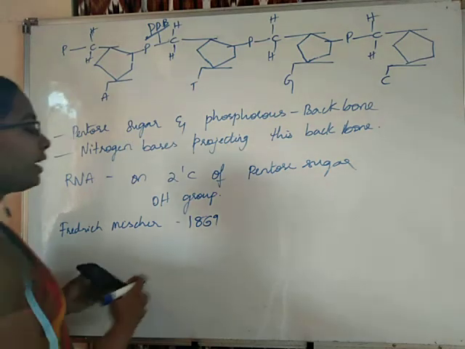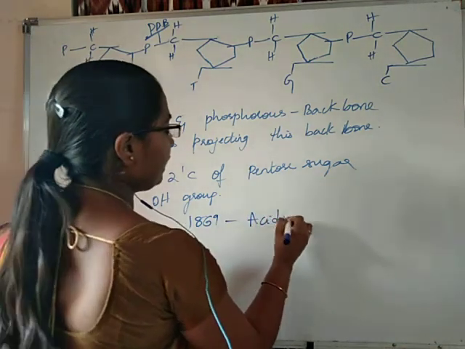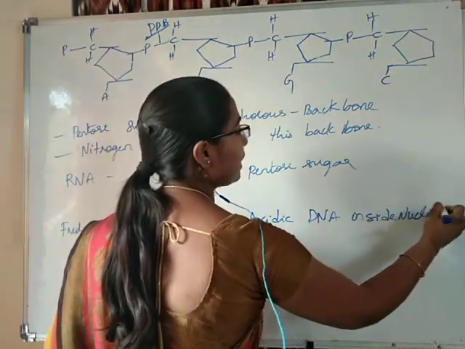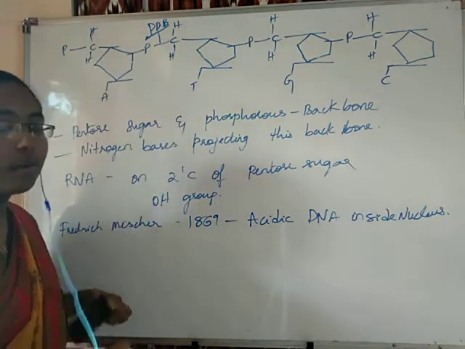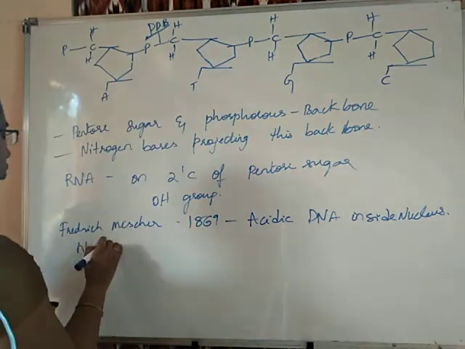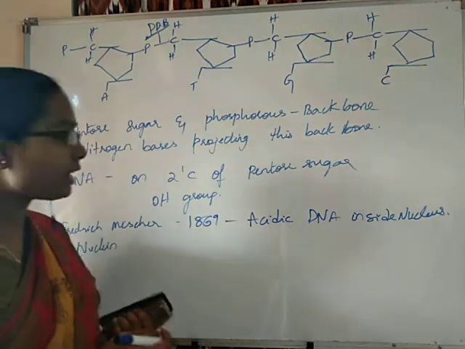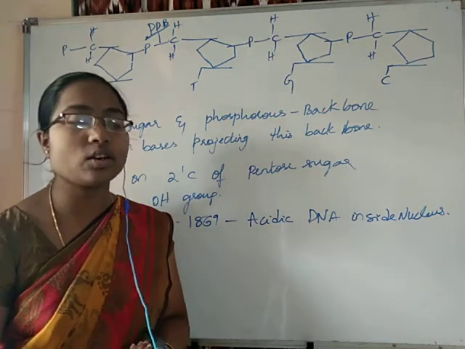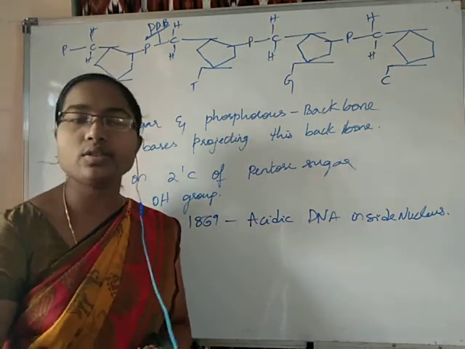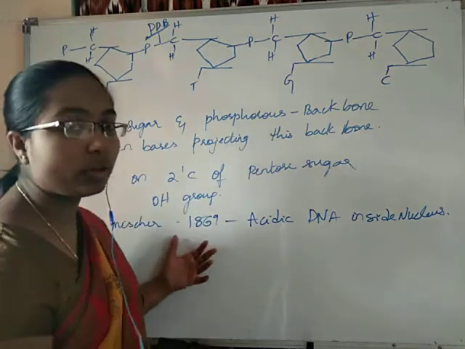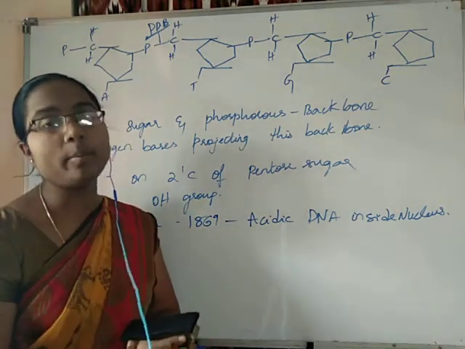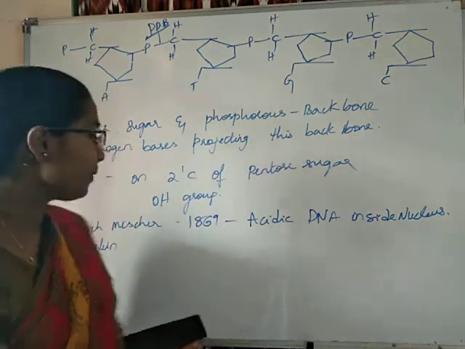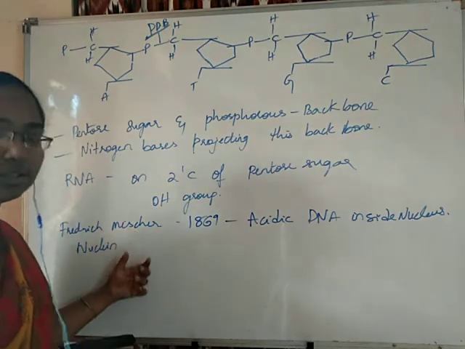He identified the presence of acidic DNA inside the nucleus, but he called it nuclein. He failed to isolate this DNA because of the lack of proper techniques for isolating DNA in the 1800s. Because of this, Friedrich Miescher couldn't isolate the DNA.